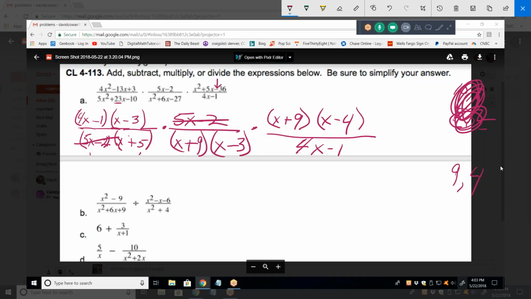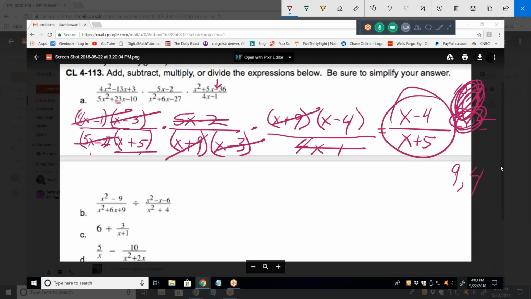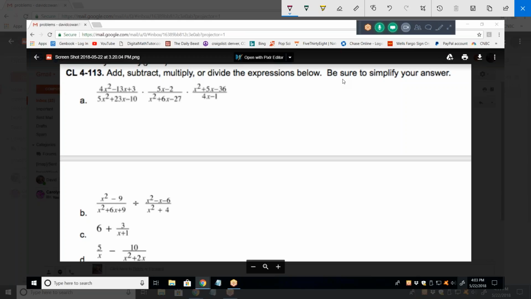Cancel there, there, there, there. There's a there and a there. There's a there and a there. You see why nothing's going to come out needing the quadratic formula? You wouldn't be able to do all this neat canceling if it required the quadratic formula. And the only thing we have left on the bottom is x plus 5. So that's your final answer for A. Okay? And that's exactly what we're going to do with all of these problems.